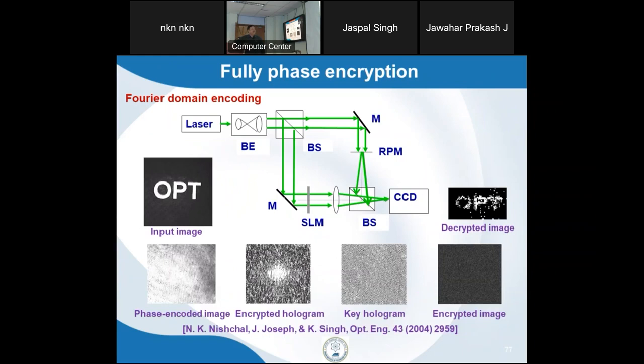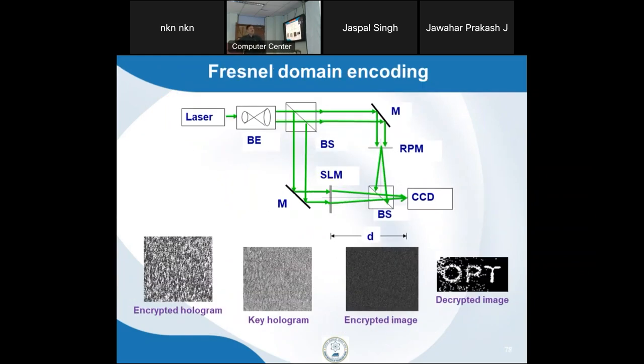This was the input image. It was converted into a phase image, and these are the encrypted holograms. As you can see, this is the PC. It's very strong. The moment you take it from the Fourier to the Fresnel plane or fractional Fourier plane, means you have defocused it, the intensity is reduced, and that helps in the output of the result. These are some more results based on that. Here we have used a single SLM, maybe only one RPM, because for a phase image, you can do the one RPM, it works very well.